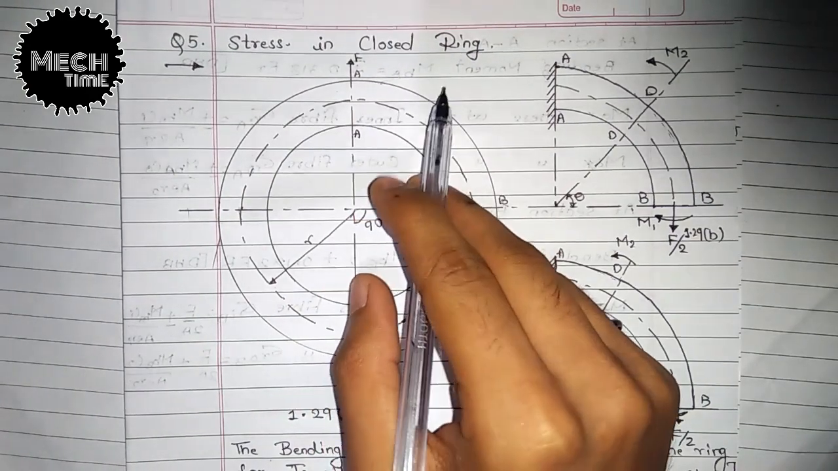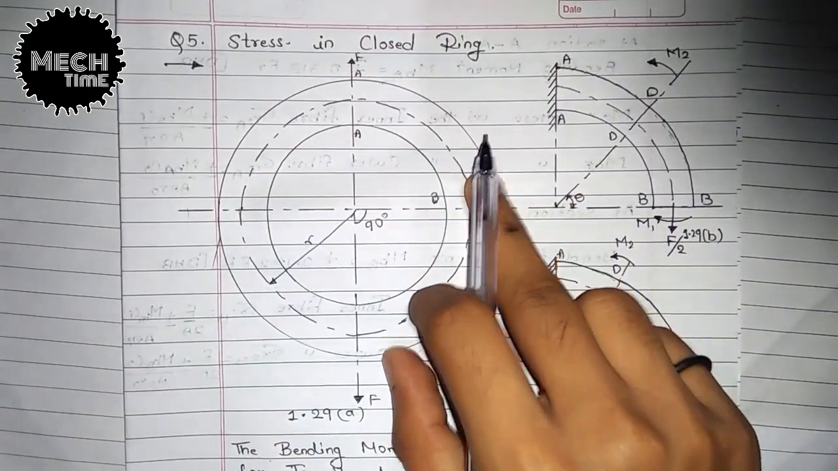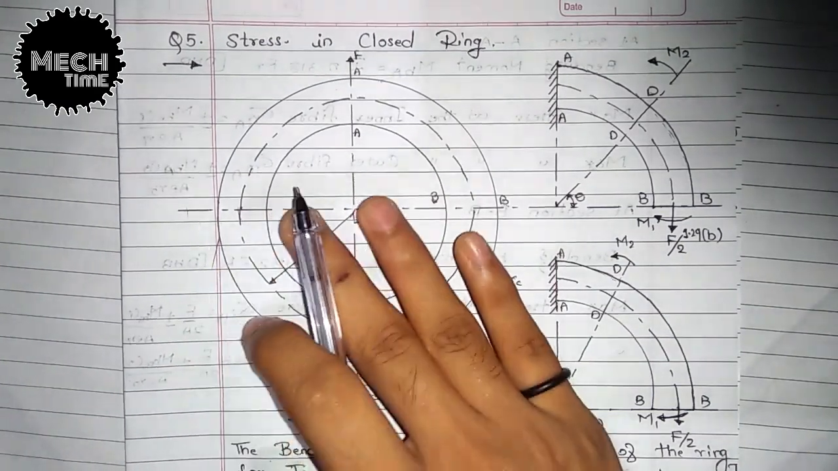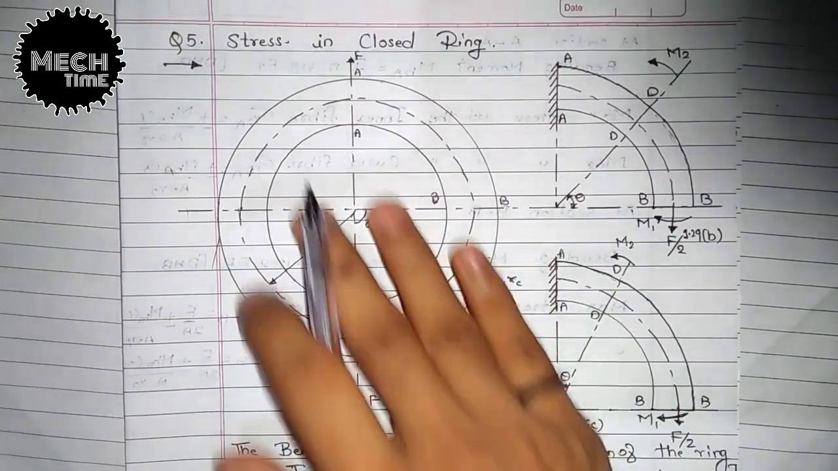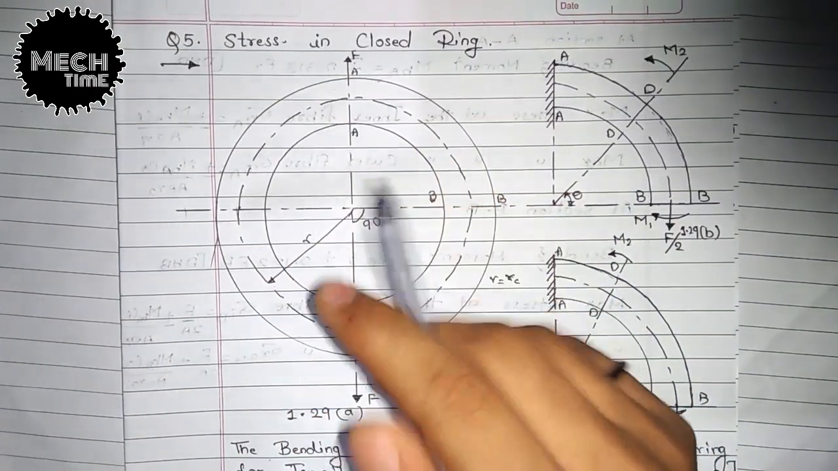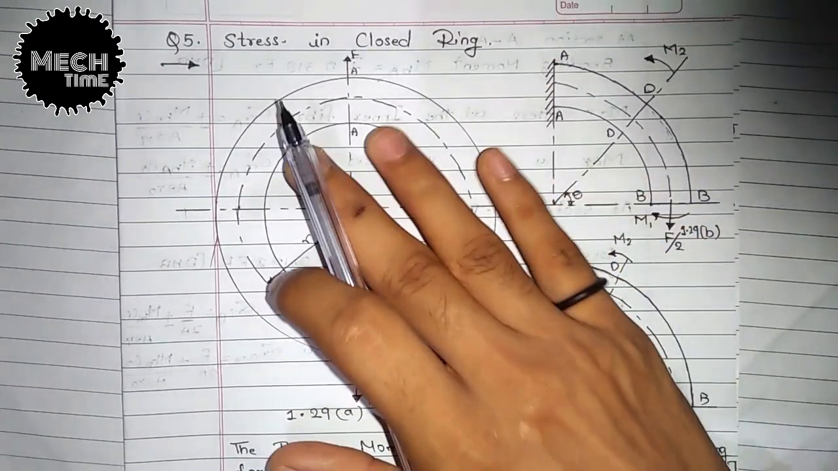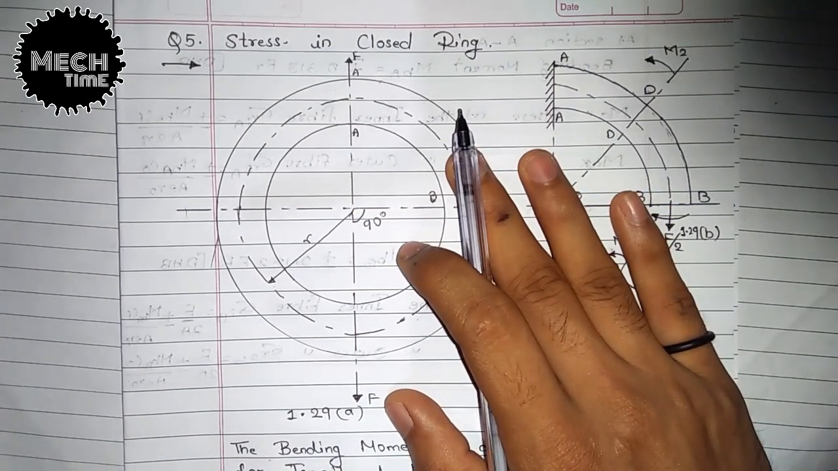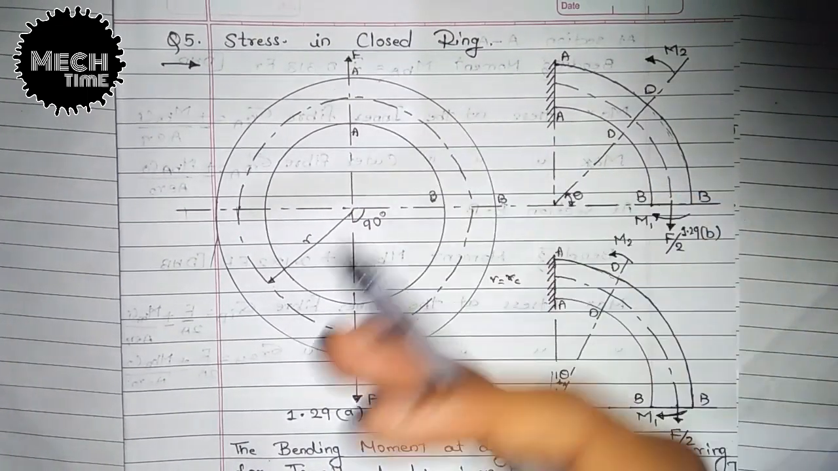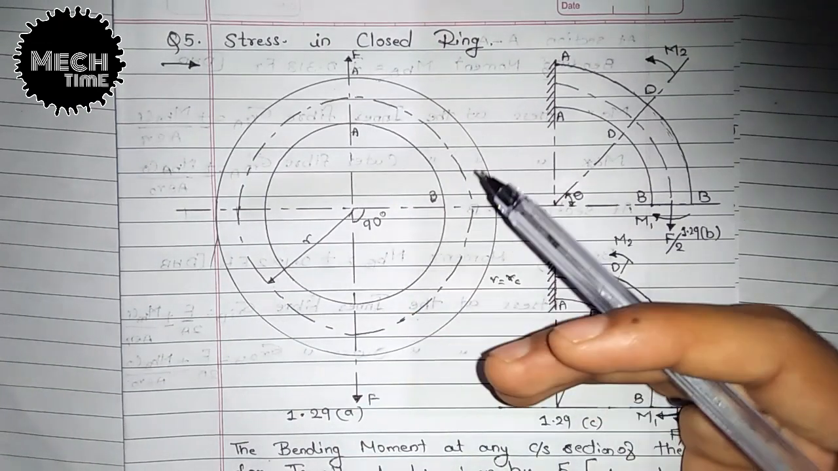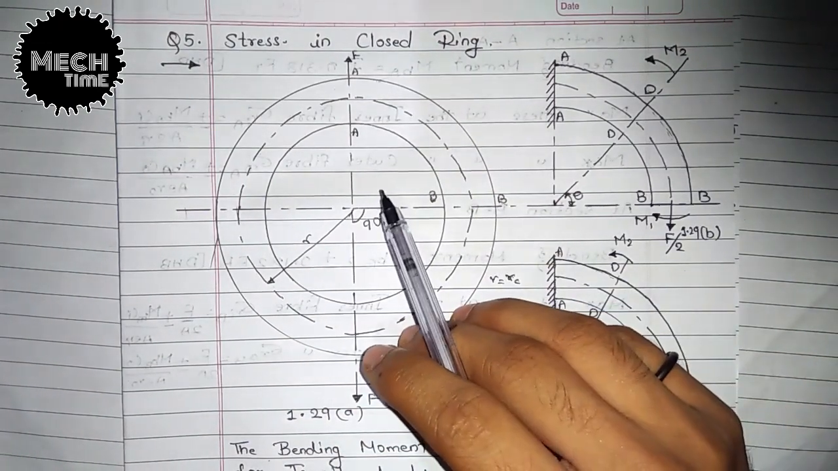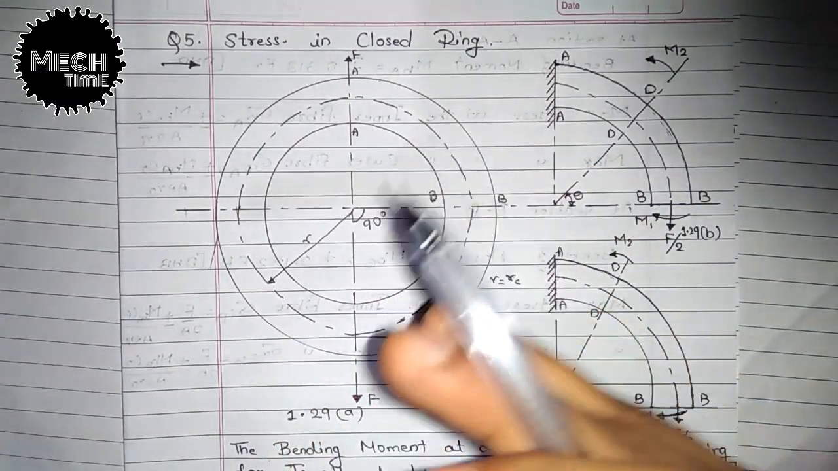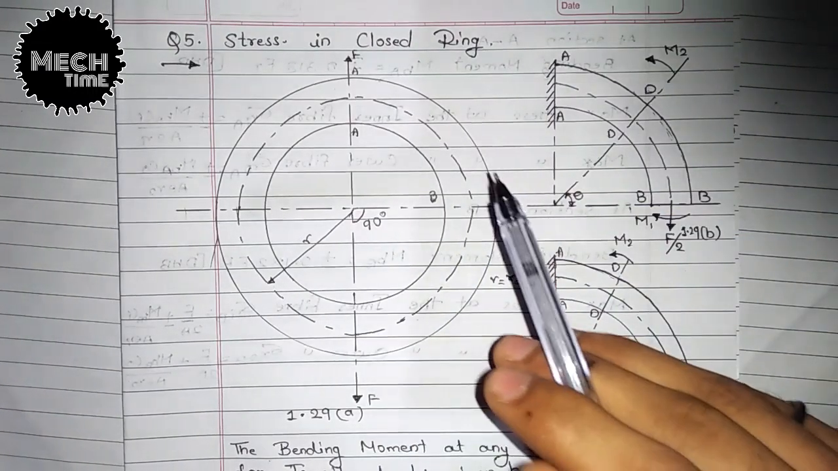Stresses in closed ring. As you can see, this is a ring. Before I solve the derivation, I have shown how the stresses in a curved beam appear. So here you can see the stresses in a closed ring. This is also an example of a curved beam with restrained ends. We know that strain is nothing but change in length by original length. But restraint is nothing but there are some limits to strain, some limits to extension. So that is nothing but restraint.